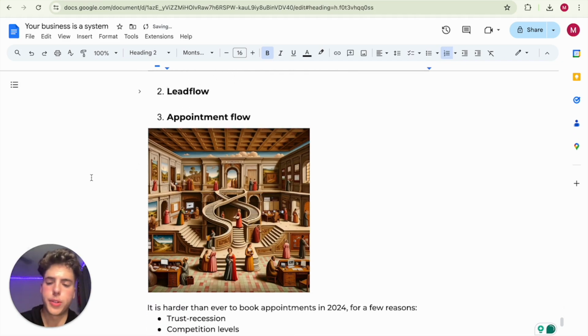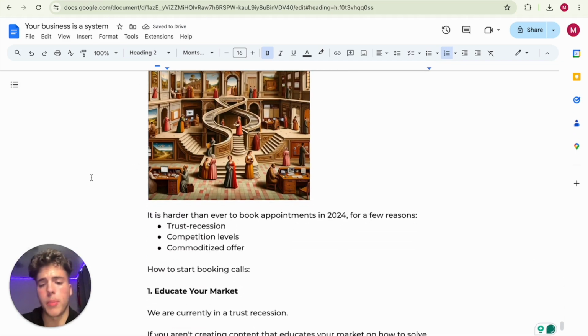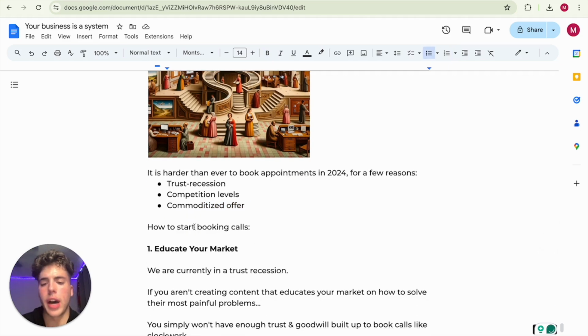Third is appointment flow. So it is harder than ever to book appointments in 2024 for a few reasons, because we're in a trust recession. Trust levels in the market are low. Competition levels are high, and it might be your offer. You want to make sure that what you're selling is not a commodity. And so how do you actually start booking calls?